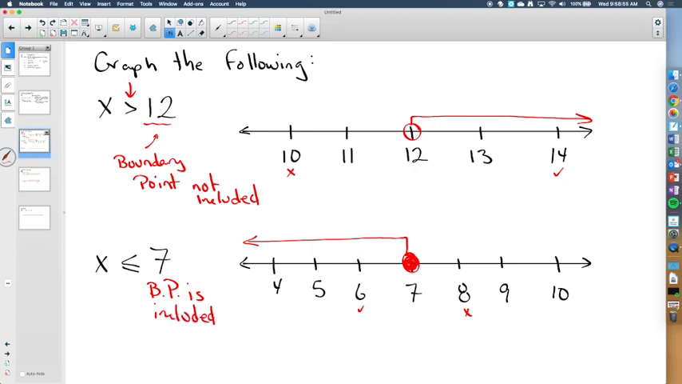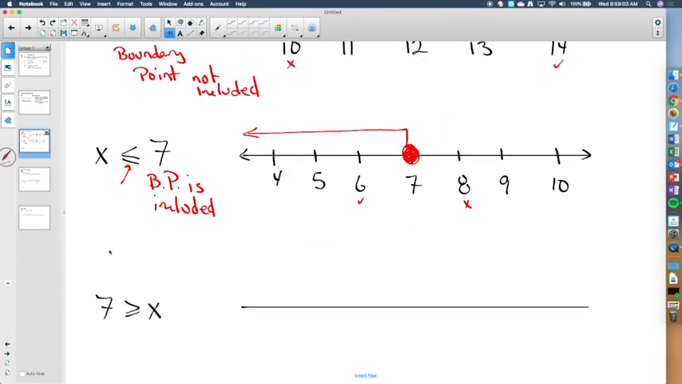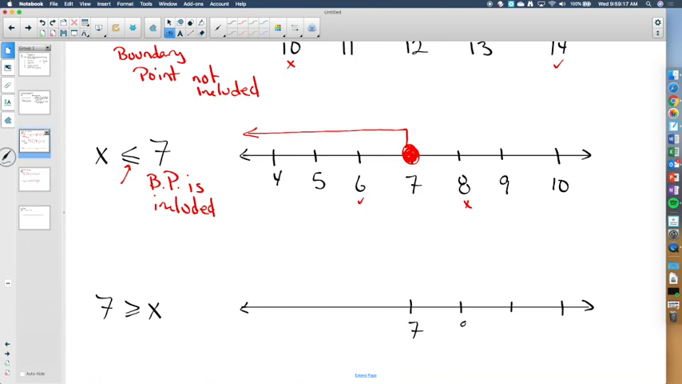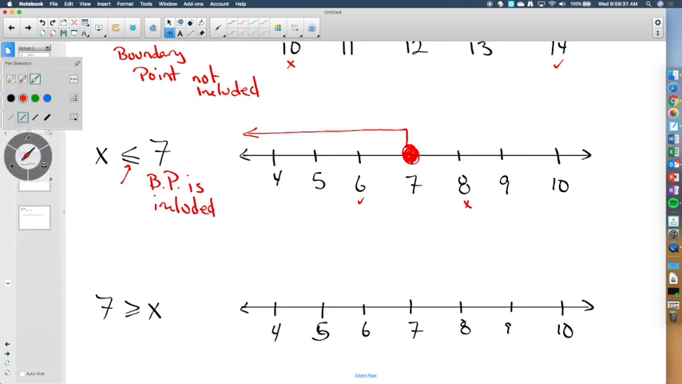Okay, let's do one more graph. I've got this one, 7 is greater than or equal to x. Again, I'm going to put my arrows on, and I'm going to start at 7, and then I've got 8, 9, 10. We're just zooming in on the portion of the number line we want to see. Again, my boundary point is 7, so I'm going to put my dot at 7. This one says greater than or equal to, so that means the boundary point is allowed to be part of our solution, so I'm going to color it in. And it says that 7 must be greater than x.